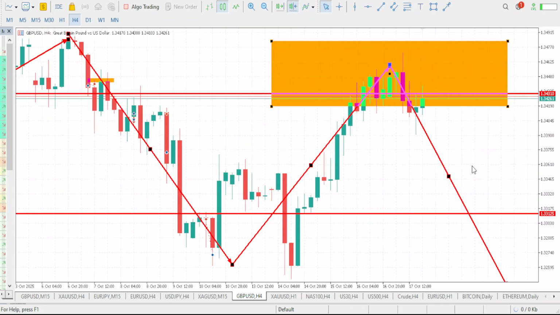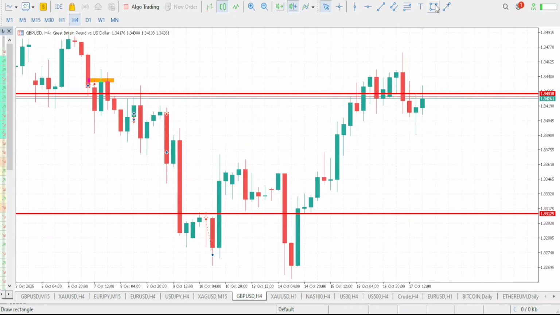So let's roll down to the four-hour time frame. We've actually gotten a rejection level here, which is a reversal pattern. Hopefully it does not break above it. If it breaks above it, then it is going to invalidate our movement.